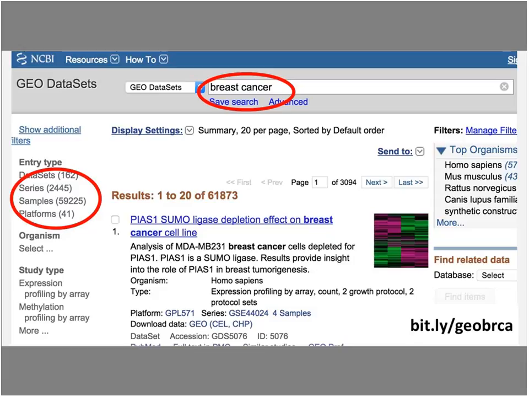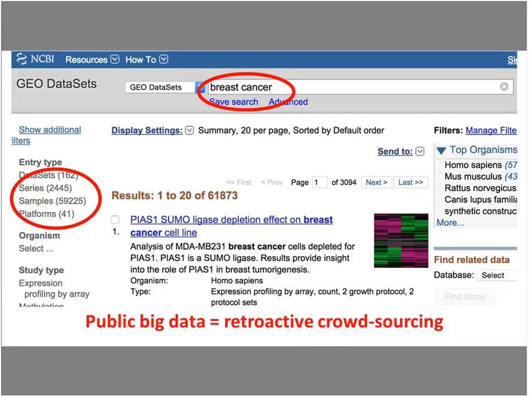So when I think of starting projects with big data like this, I actually call it retroactive crowdsourcing. And what do I mean by that? So this is 2,400 labs on the internet there to help you, so that's crowdsourcing. But these 2,400 labs don't even know they've been helping you. And again, if 60,000 samples aren't enough to get started, just wait a year or two, it'll be 100,000 samples.